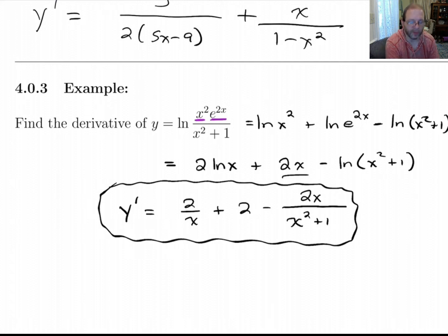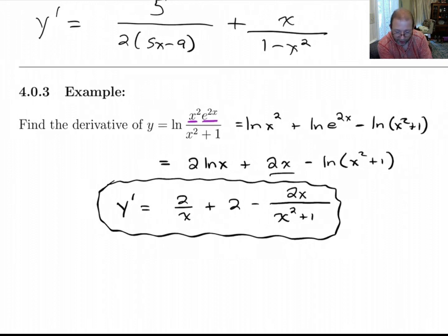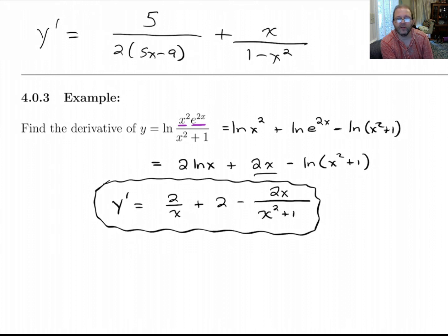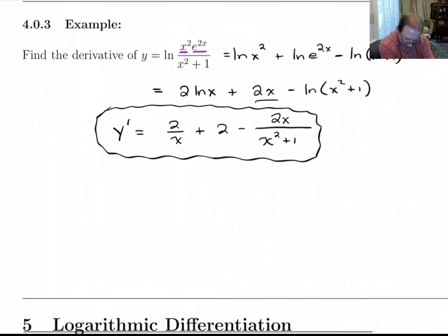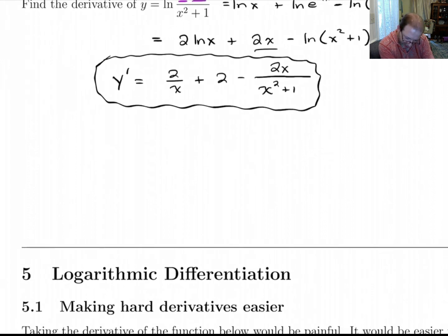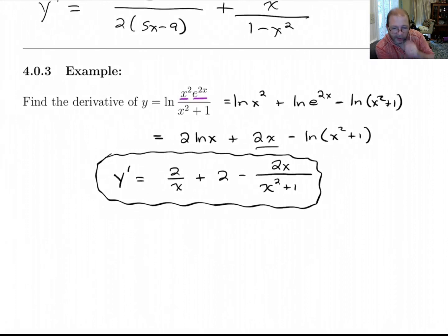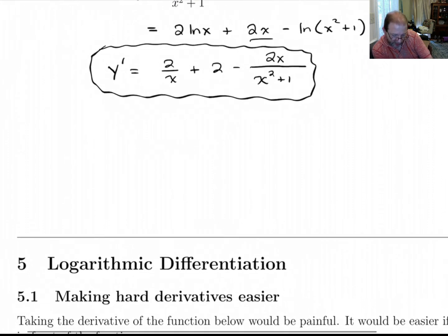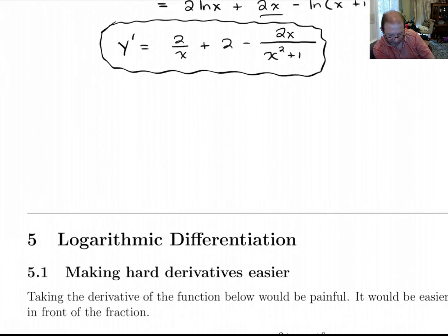So I always joke with people that in calculus, things are the opposite of pre-calculus, because here logarithms are actually making your life easier instead of harder. That's the last example in this section. So I want to stop this video and we'll do the next part of this section on logarithmic differentiation next.